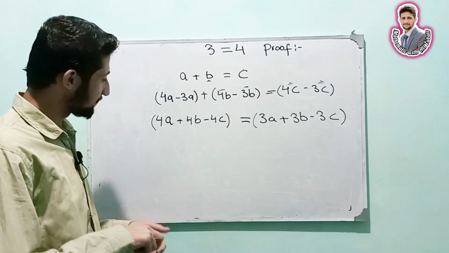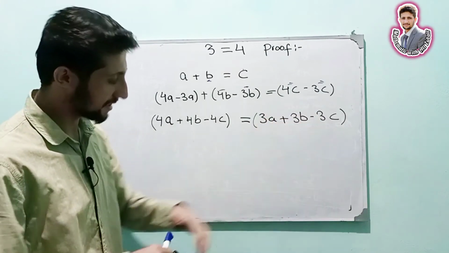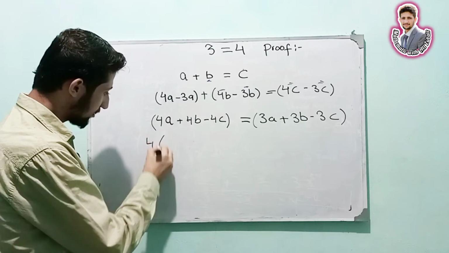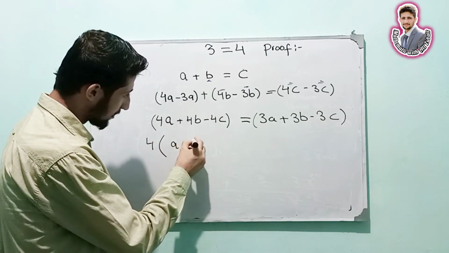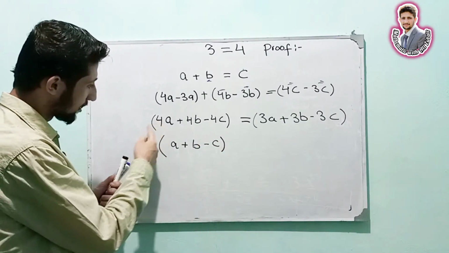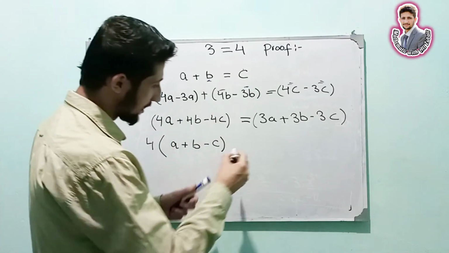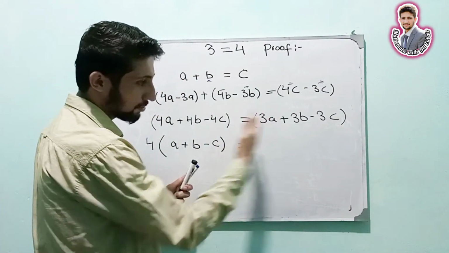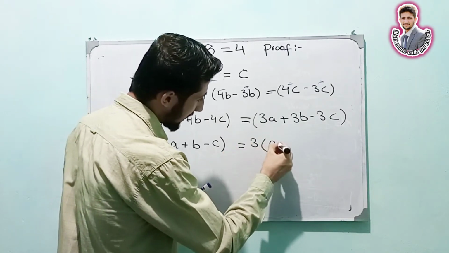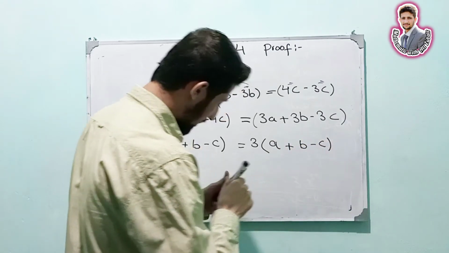Now the next step is I can take 4 common from this side and 3 common from that side. So let me take common. 4, take it out: 4 times A plus B minus C. If I take 4 out of this, so A, B and C: A plus B minus C. I will take 3 out of this. So taking 3 out of this will give me 3 times A plus B minus C.